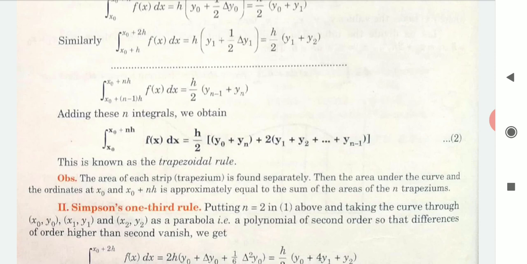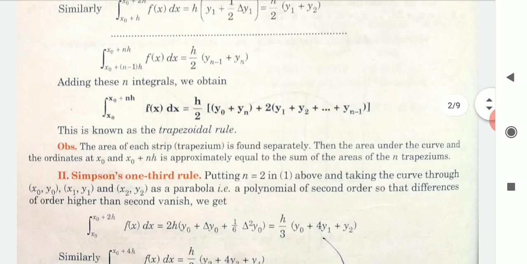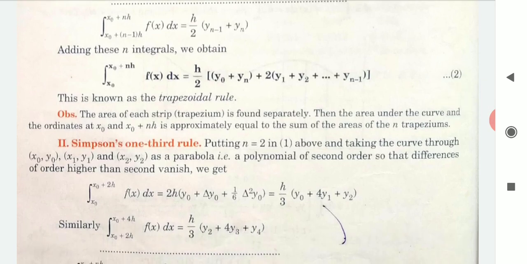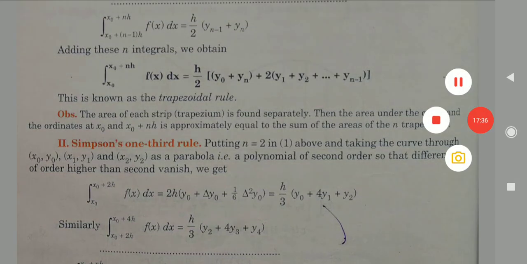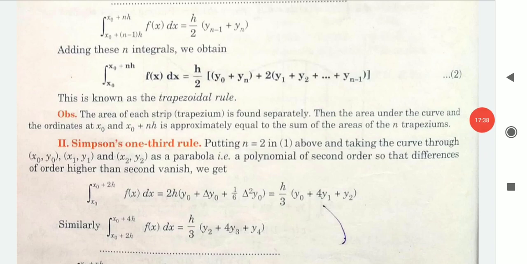It is very easy to keep in mind. How to remember it? It is half of, or h by 2 into, first value plus last value plus 2 times intermediate values. As simple as that. Okay, the observation is about the area, I have already told you this, but let us read it once again. The area of each strip of trapezium is found separately. Then the area under the curve and the ordinates at x0 and x0 plus nh is approximately equal to the sum of the areas of n trapeziums.